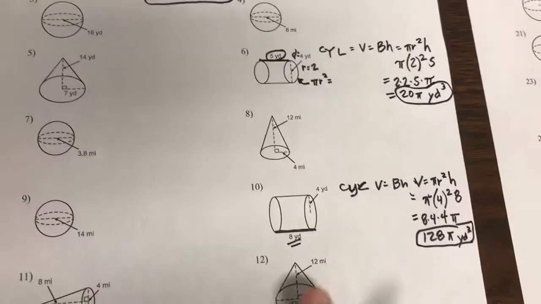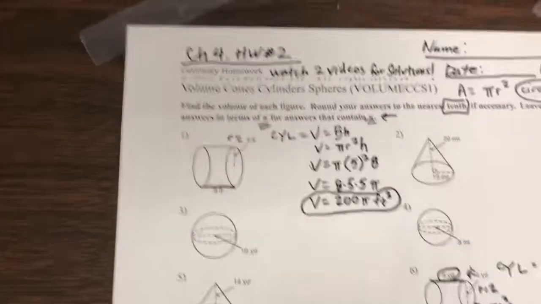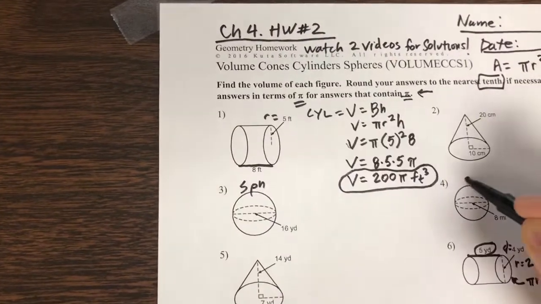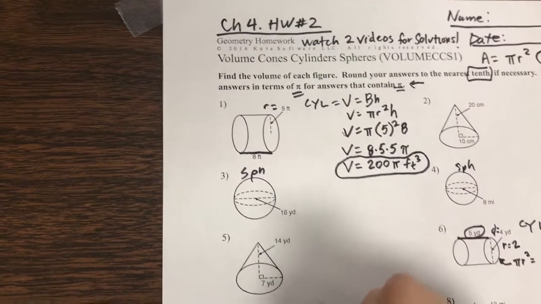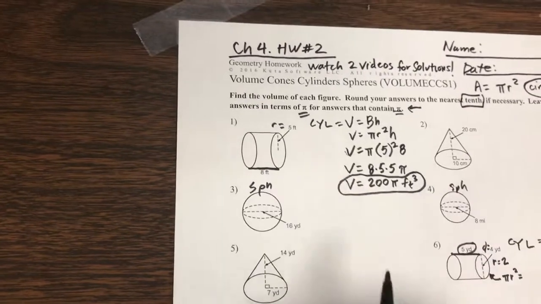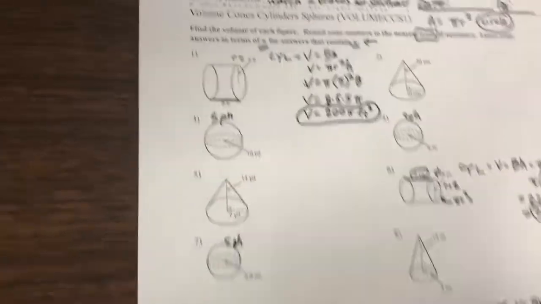So far I haven't had to do any rounding. I bet when we divide by 3, that might cause some rounding. So let's get to, we haven't done any spheres. So let's do our spheres. Sphere, sphere, sphere, sphere. Okay, so it looks like I have 1, 2, 3, 4 spheres on this side.